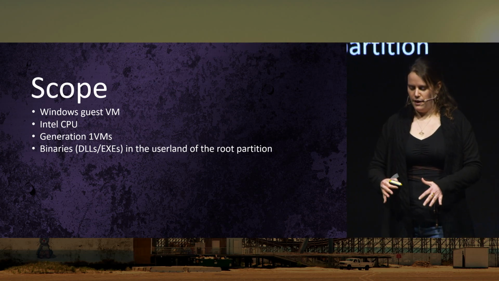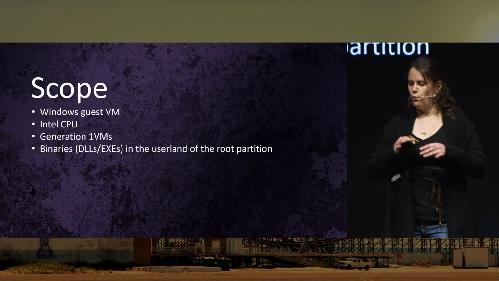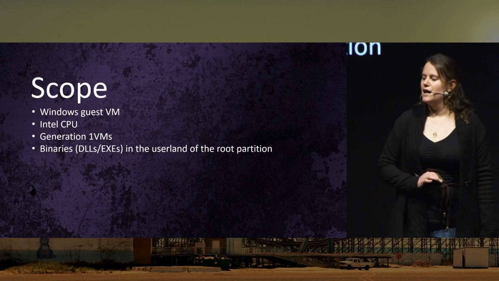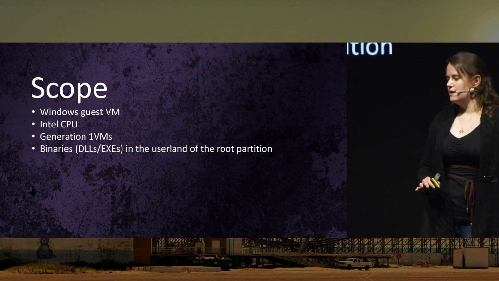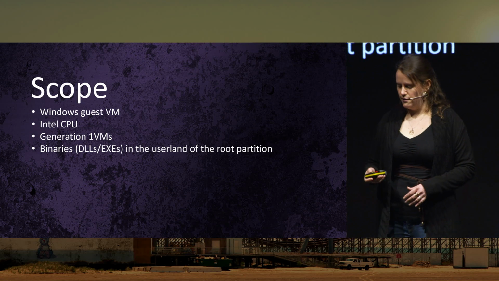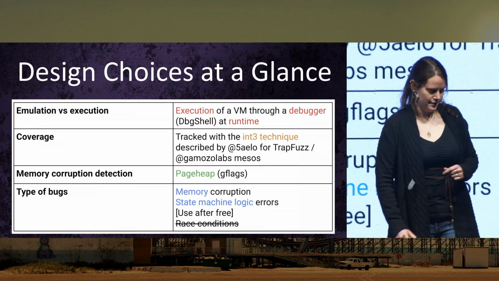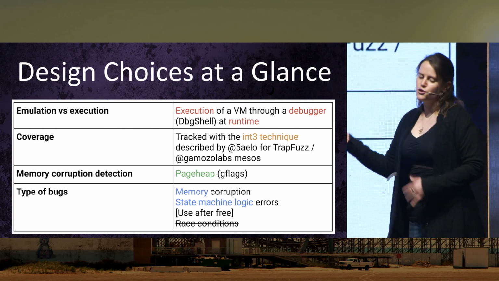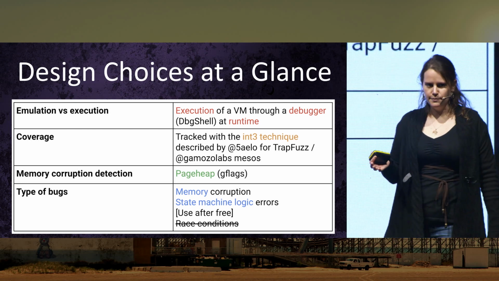So I restricted the scope to Windows guest VMs, Intel CPUs, not ARM, Generation 1 VMs, and binaries in the userland of the root partition, to summarize everything. There you go. So the design choices were emulation versus execution. As I was saying, I went for execution.